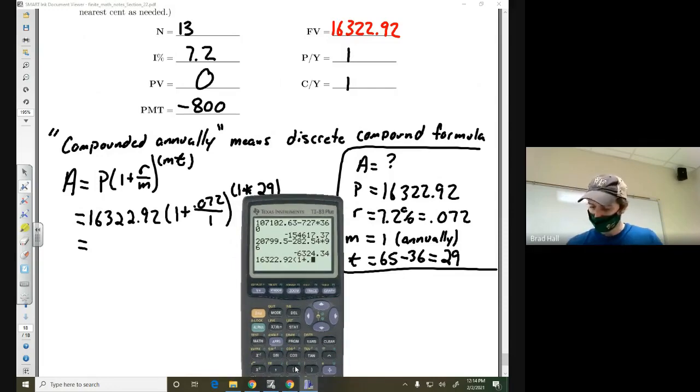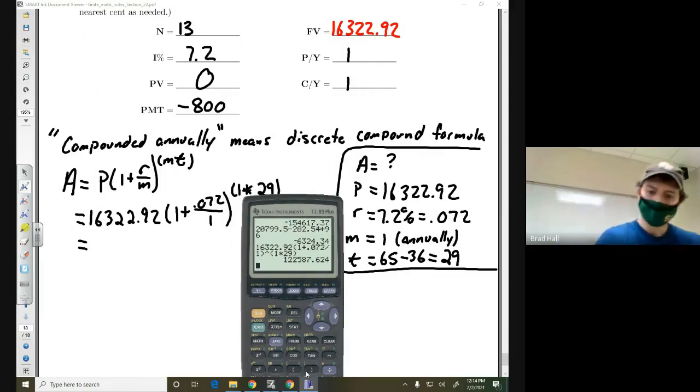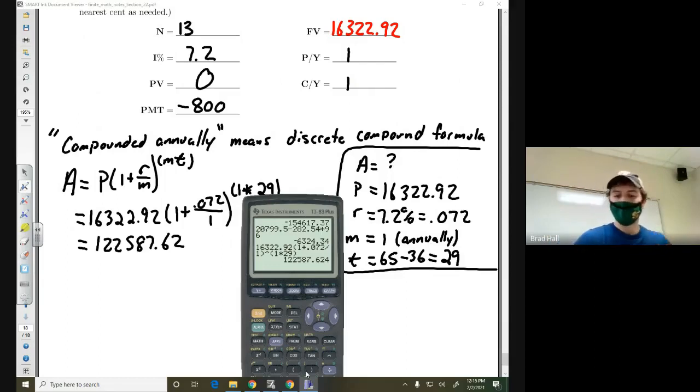1 plus 0.072 divided by 1, close parentheses, caret, open parentheses, 1 times 29, close parentheses, enter. And so the final amount in Bob's IRA when he retires is $122,587.62. And all that just from depositing $800 once a year, not even once a month.